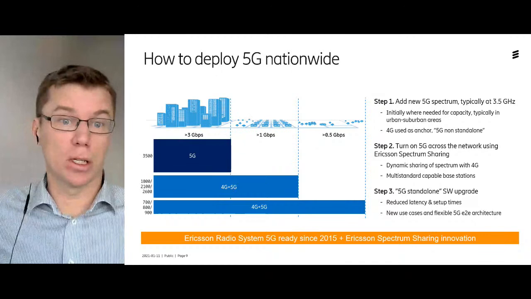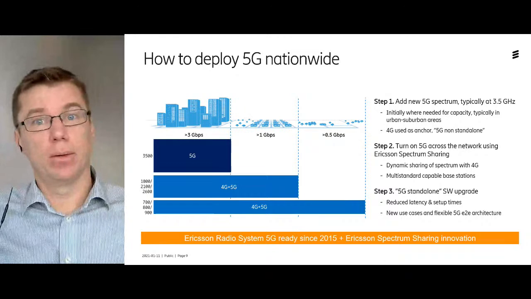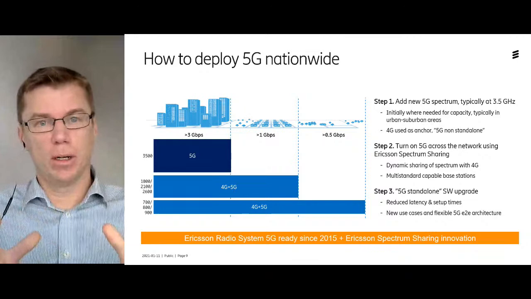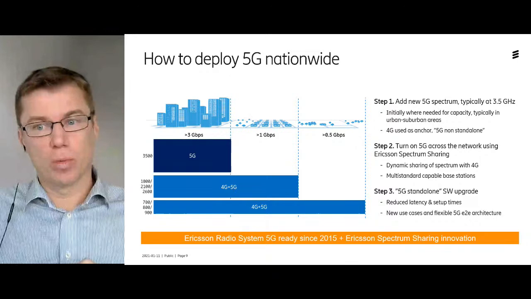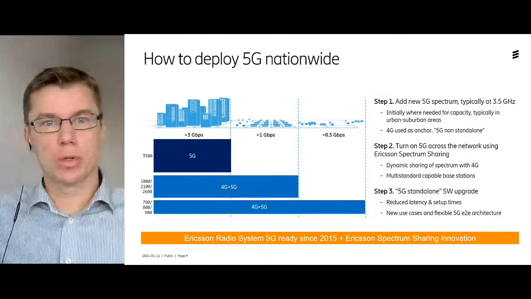And if you have this, and you also have the multi-standard capable base stations, basically you can activate 5G with a software upgrade, and you can continue to serve the 4G users with this capacity as well. And the 4G and 5G cells are time multiplexed basically in a very fast, instantaneous way. And this has already been activated. For example, here in Switzerland, Swisscom was first out to deploy this as a way to get nationwide 5G coverage.